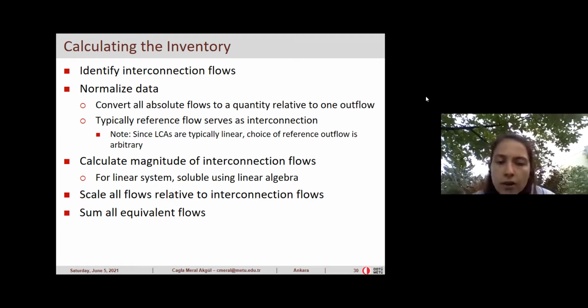And then you calculate the magnitude of interconnection flows. For a linear system, it's very solvable using linear algebra, so that's not difficult. Then you scale all flows relative to interconnection flows. What does this mean? Şöyle anlatayım.